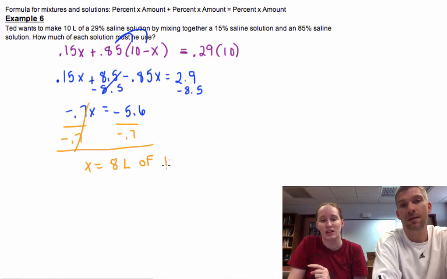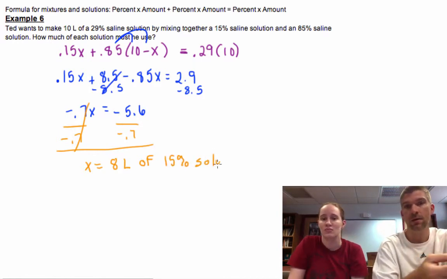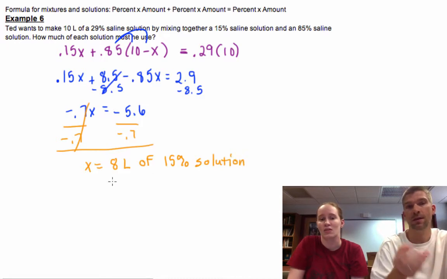Of the 15%. And why do we know it's 15%? Because that's where the x is. And that means we're going to have 2 liters of the 85%.